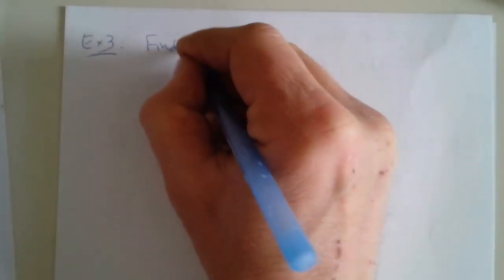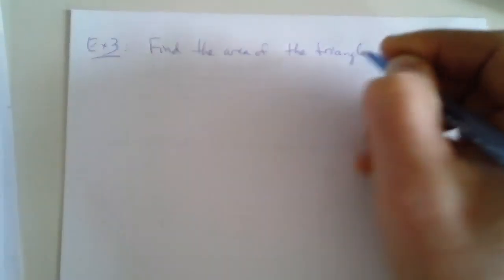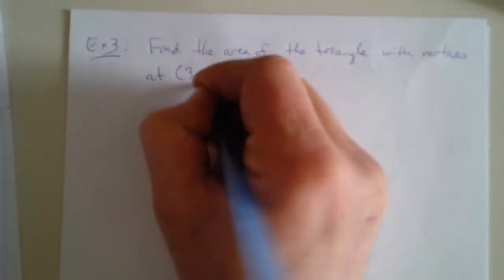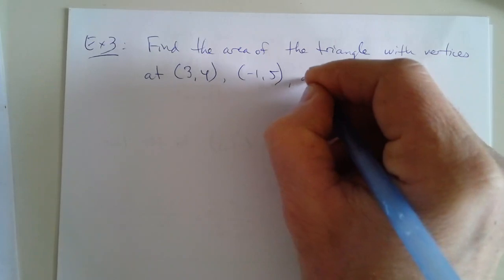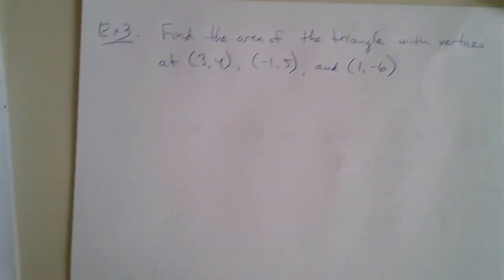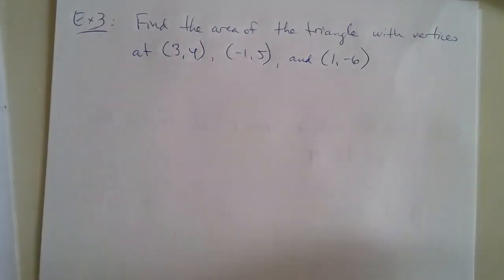So here's another example. Find the area of the triangle with vertices at (3, 4), (-1, 5), and (1, -6). Okay, so this is our question here. We're going to find the area of this triangle.